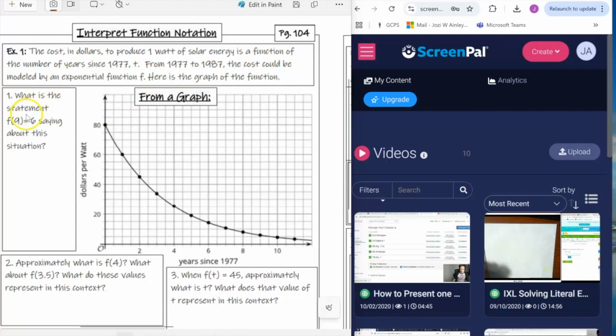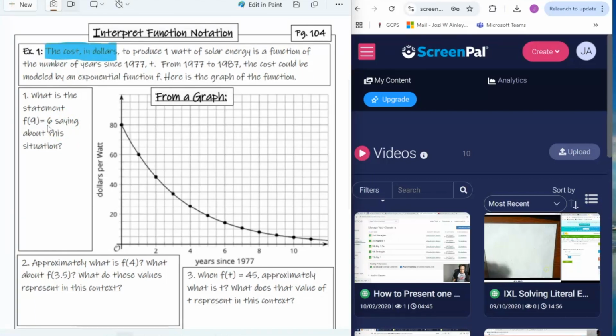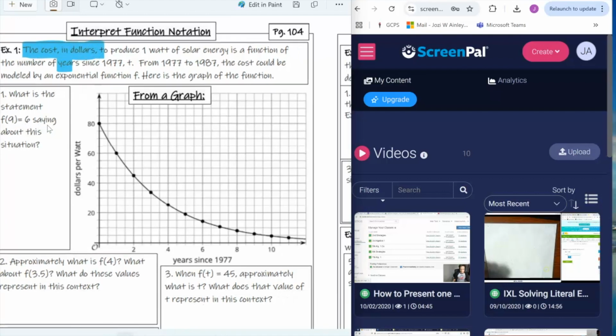Number one, what is the statement f of 9 equals 6 saying about the situation? So first, in the context of the problem, what is this problem talking about? Well, it's talking about the cost in dollars, and the years, which is time. Knowing that, which one is the cost and which one is time? So you now know that this is your time, which is T, and this is your dollar amount. So how do I put this statement into a sentence? It's saying when T is 9, and what's T? The time, which is the number of years since 1977.